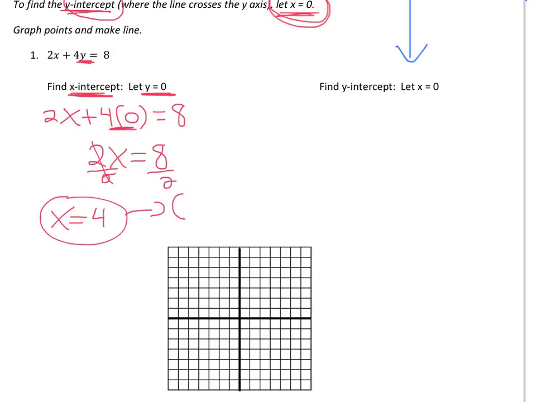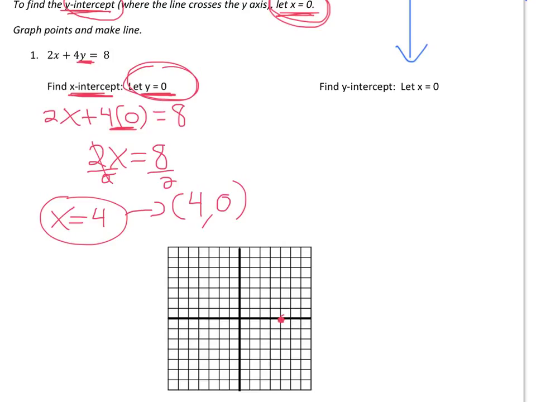And in this ordered pair, the x value is 4, and I already know that the y value is 0. So I'm going to plot that point 4, 0. This is the x-intercept. So 1, 2, 3, 4. It's right there. That's on the line. So I know that that point's on the line.